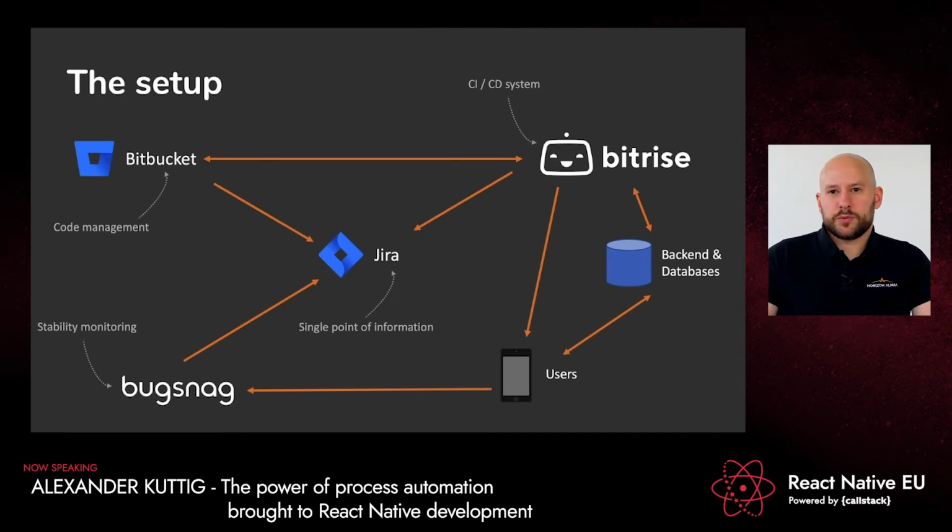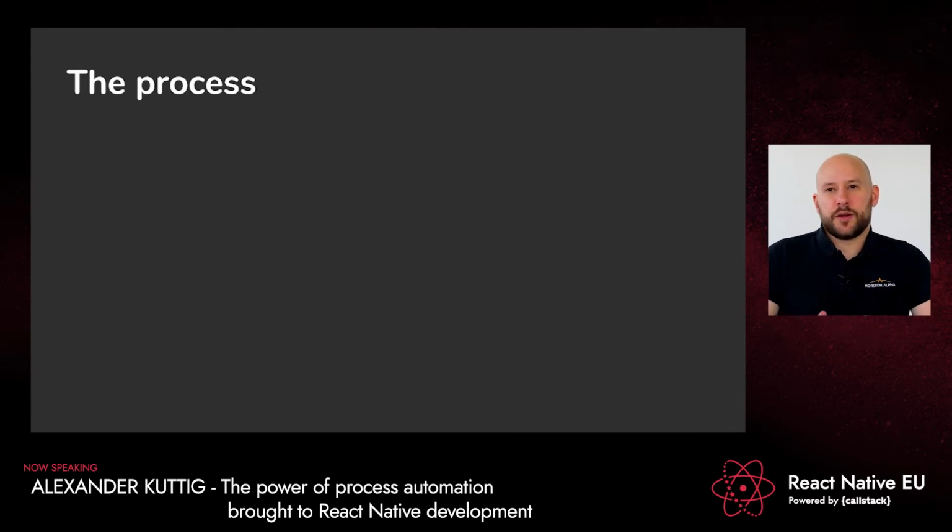So this is our setup. Again, it's just an idea how to do this. We use different providers in different projects. But I think it's a good idea to have at least these 4 components in the setup. So the single point of information, the code management system, the CI or CD system, and the stability monitoring. But the best setup is worth nothing without a good process. So you have to have a clearly defined process to be able to automate it. That's why it's called process automation.